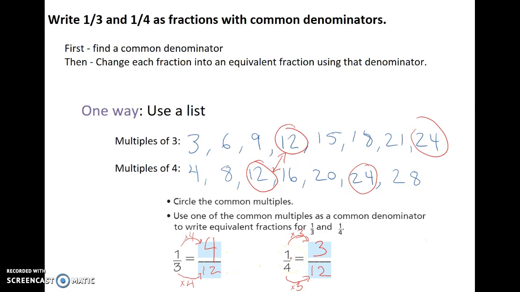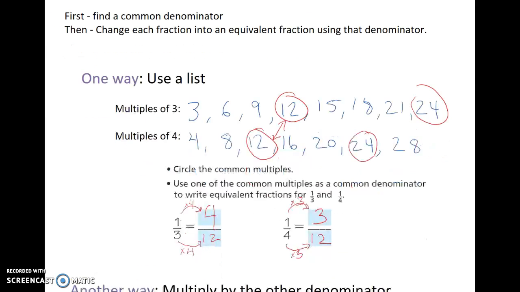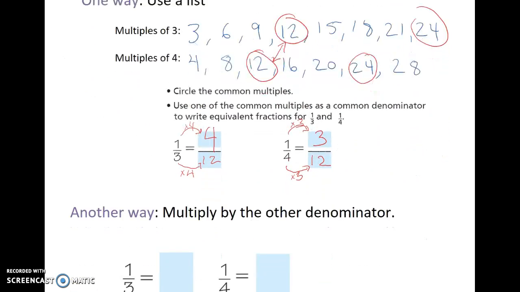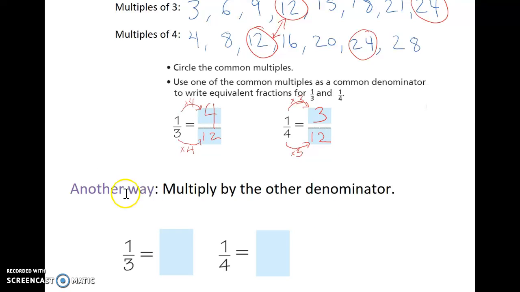I am done because the direction says to write these as fractions with a common denominator, and now they do have a common denominator. Now, another way I can do this is just to multiply by the other denominator. Here's sort of like a shortcut. It's a trick that will always work. You'll learn it's not always a shortcut, though. Sometimes it actually takes longer.